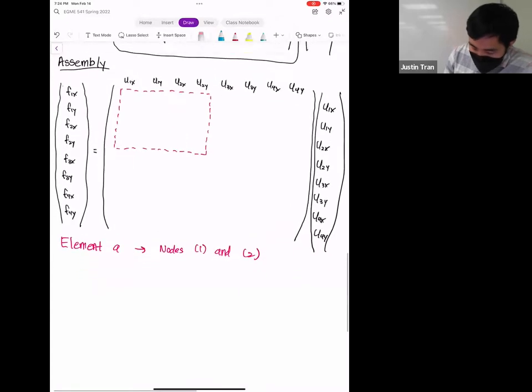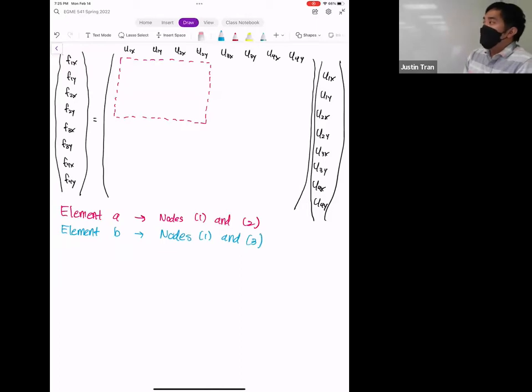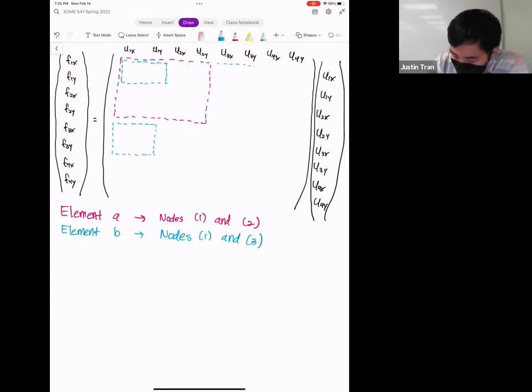Next, we have element B. Element B is connected to nodes 1 and 3. And so this is not a continuous entry, and we're going to have to break up this element stiffness matrix. First thing we have is a 2x2 system up here for the first 2 rows and the first 2 columns. Then we have an entry down here for these 2 rows and these 2 columns. Then we have one up here. And then one in the 3-3 slot, which is down here.